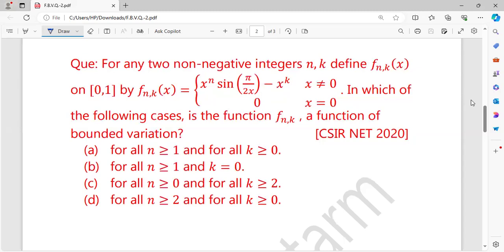So this question has been asked in the CSIR NET 2020 exam. What is the first option? For all n greater than or equal to 1 and for all k greater than or equal to 0. Second option is for all n greater than or equal to 1 and k equal to 0. Third option is for all n greater than or equal to 0 and for all k greater than or equal to 2. D option is for all n greater than or equal to 2 and for all k greater than or equal to 0. In this question more than one answer can be true, so multiple options may be correct. So let's see what the answer is.